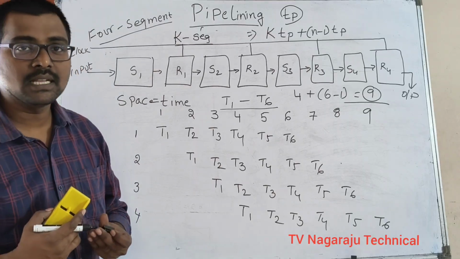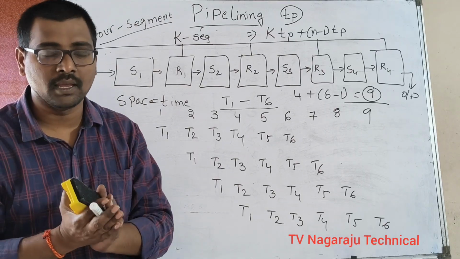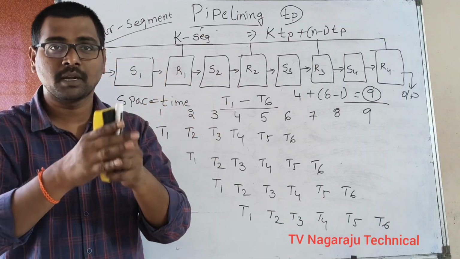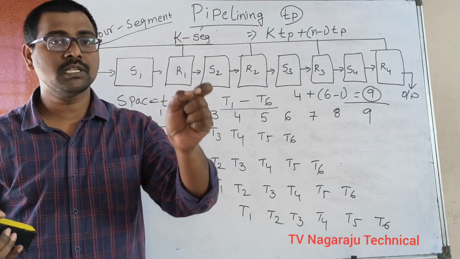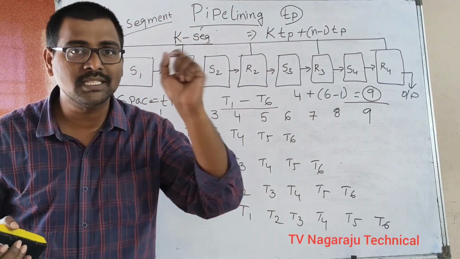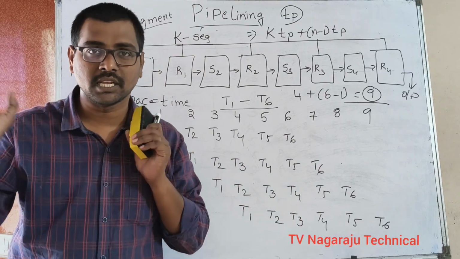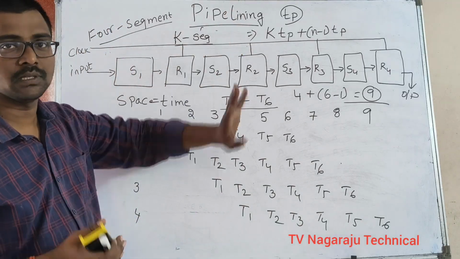Clear? This is the concept of pipelining. So a sequential task is divided into subtasks. Each sub-process is executed in a dedicated segment that operates concurrently with other segments. That is the concept. Thank you.